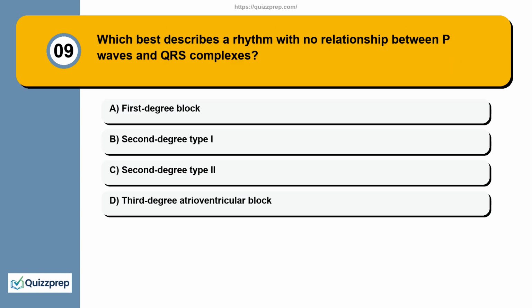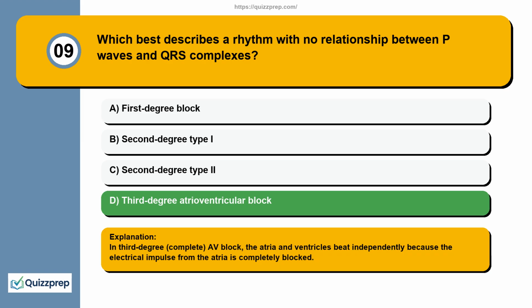Question 9. Which best describes a rhythm with no relationship between P waves and QRS complexes? First degree block. Second degree type I. Second degree type 2. Third degree atrioventricular block.